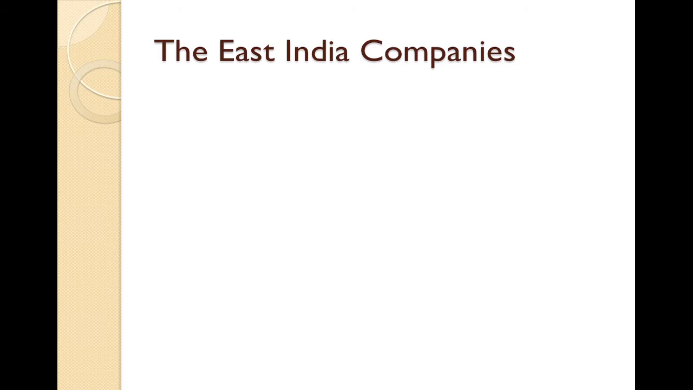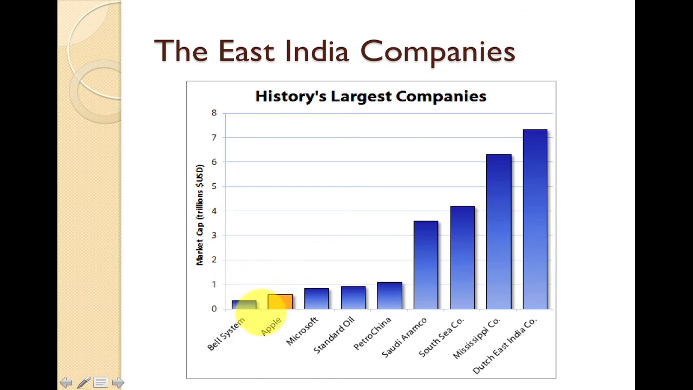Now the East India Companies. Just when the Portuguese felt in control of Indian Ocean trade, the British and Dutch arrived with a new economic model that proved superior. This was a trading company formed by a charter with the home government and funded by private investors. Here is Apple's market cap here, and the most wealthy company in the history of the world is the Dutch East India Company over here on the right.